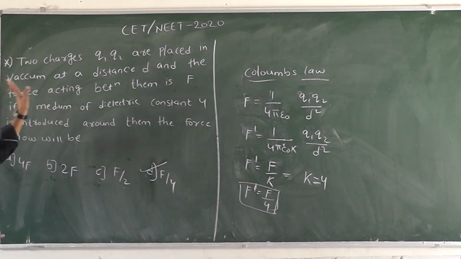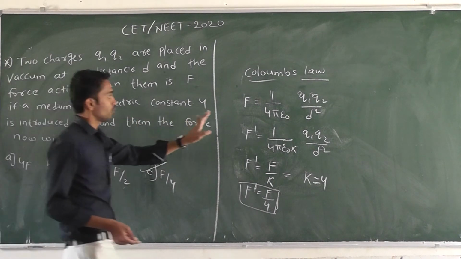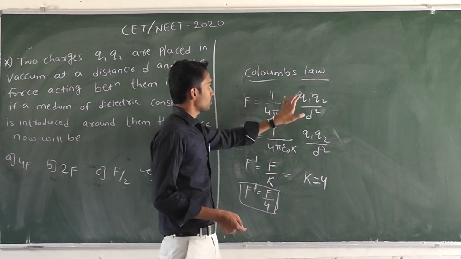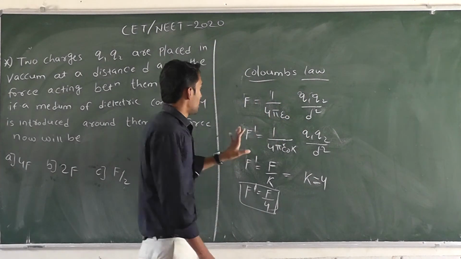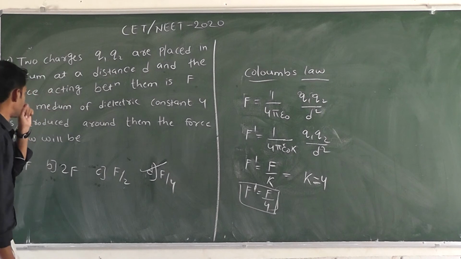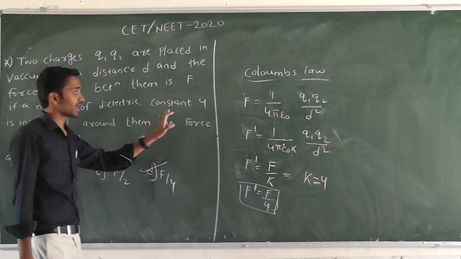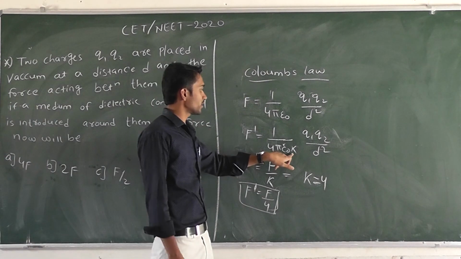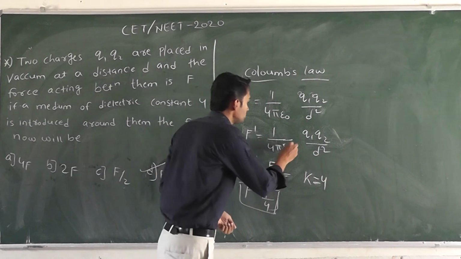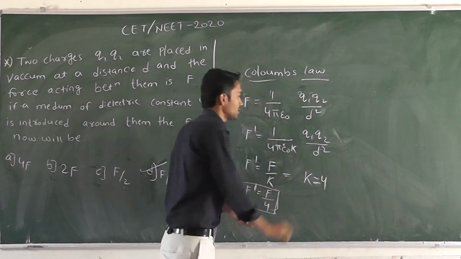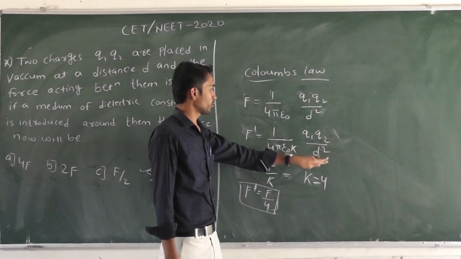See the question. Two charges Q1 Q2 are placed in a vacuum at a distance d, and the force acting between them is F. The previous force is 1 by 4 pi epsilon naught Q1 Q2 by d square. And next, when we introduce the dielectric constant 4, we are introducing the dielectric constant value K, denoted by symbol K.